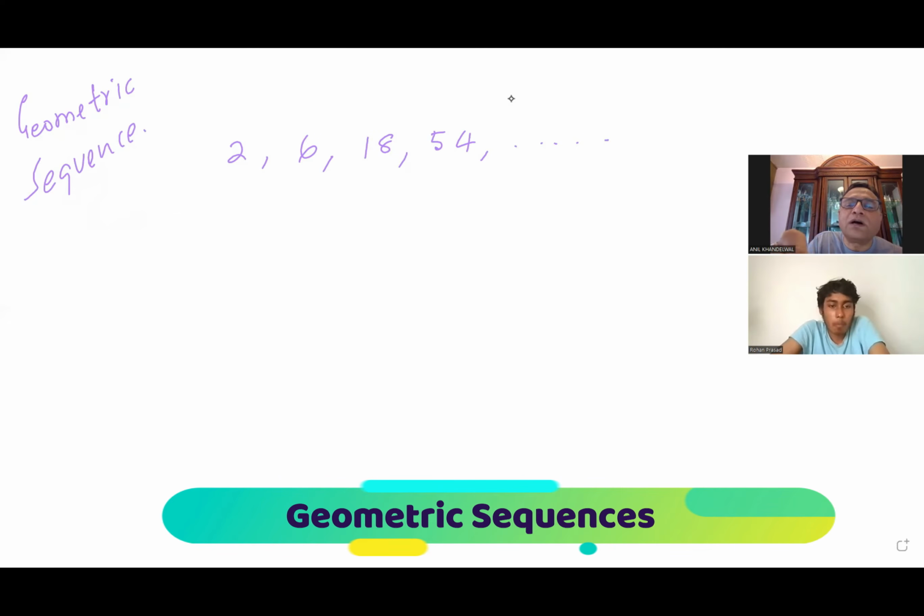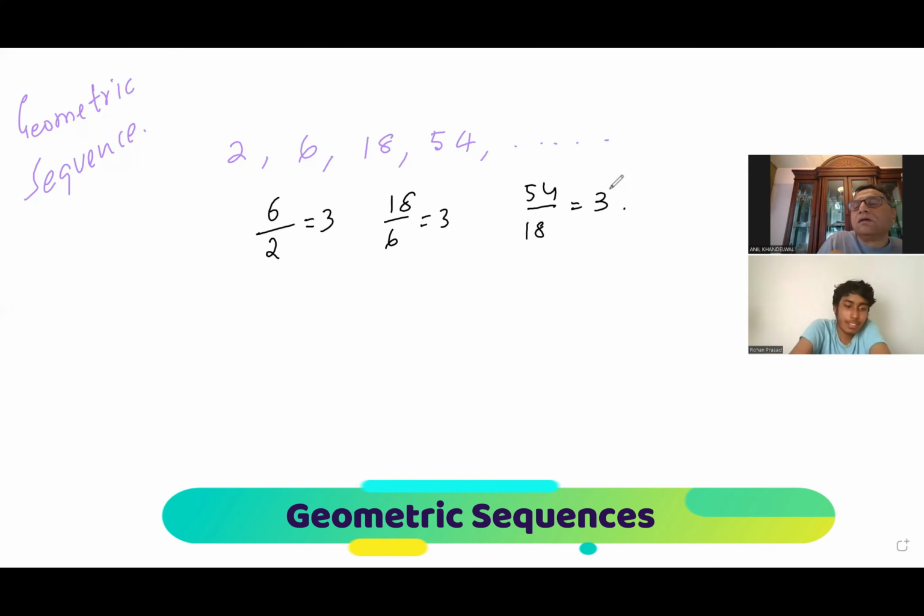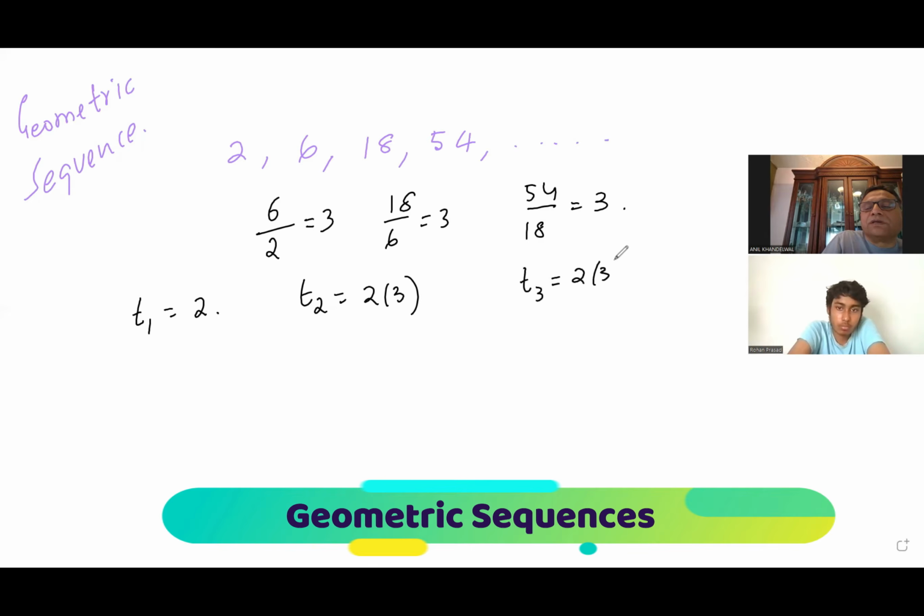Yes, sir. However, what you figure out here is that the quotient of consecutive terms, 6 by 2 is 3, right? Then 18 by 6 is also 3, and 54 by 18 is also 3. Do you see that? Yes, sir. So here we know that the first term T1 is 2 and T2 is basically equal to 2 times 3 and T3 is equal to 2 times 3 times 3, right? And so on.